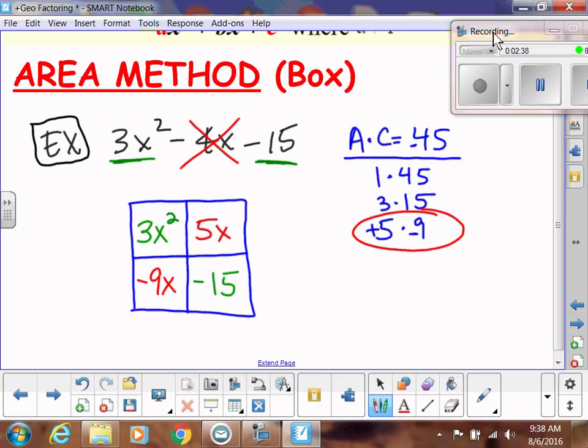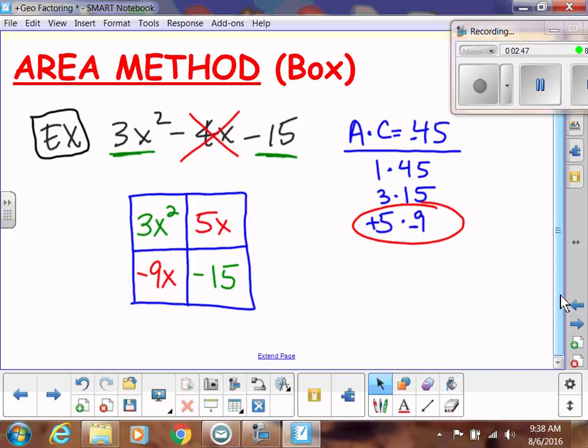Okay, so this is representing area. What we're going to be doing is if we add all these together, that would be the area of this rectangle. And what we're going to try to do is find the dimensions of that rectangle. Okay, so it's not always going to be a square, obviously. It could be a rectangle or something like that. So here's what we're going to do.